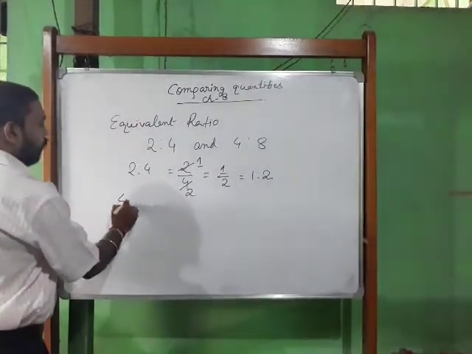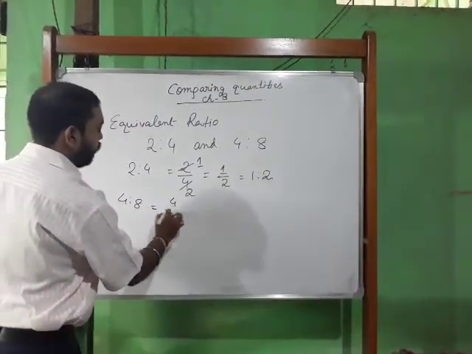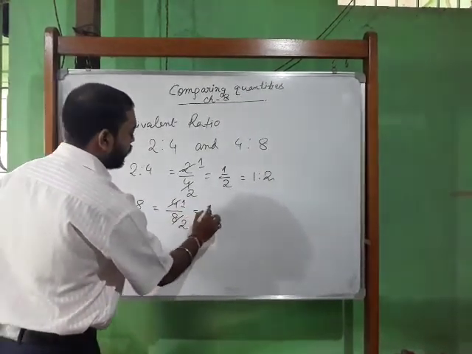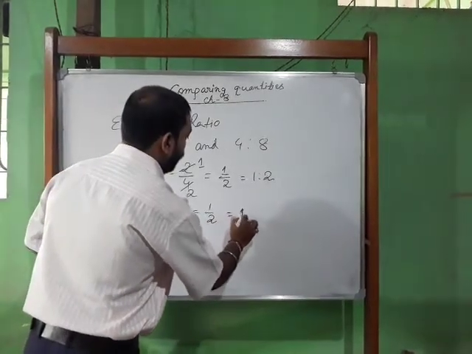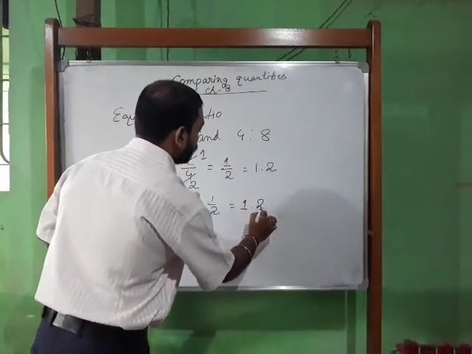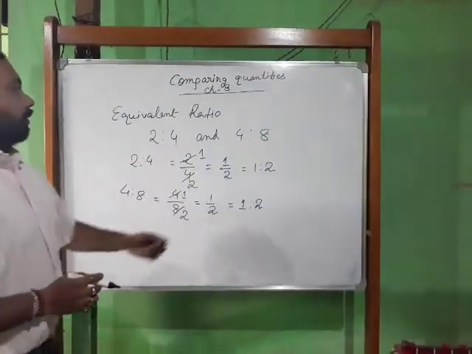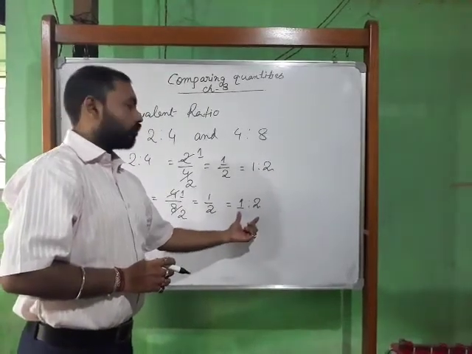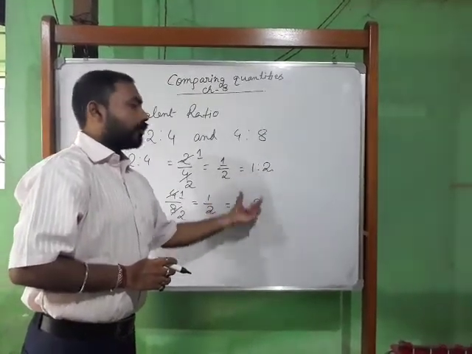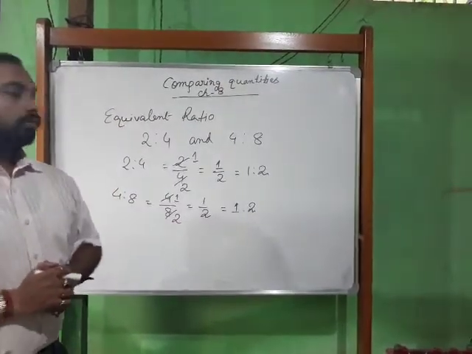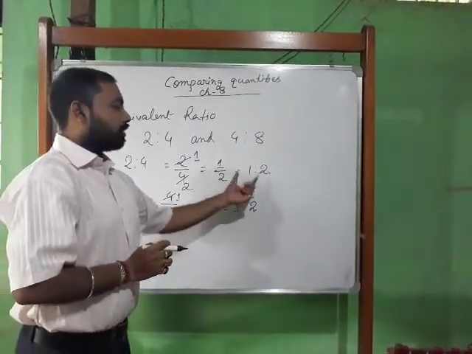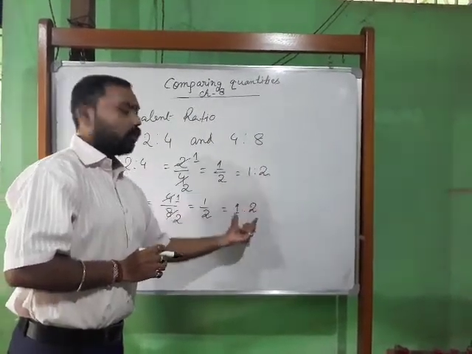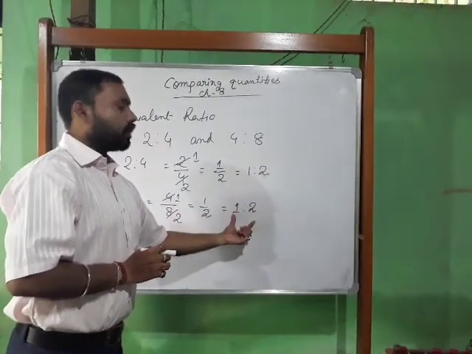Again 4:8, it can be written as 4/8. So let us reduce it. 4 1s are 4, 4 2s are 8, that is 1/2, that is 1:2. Now you see the ratios are equal, 1:2. Again here also 1:2. When the two ratios are equal, then we can say that these are in proportion. Because the two ratios are equal, that means the two ratios are equivalent.